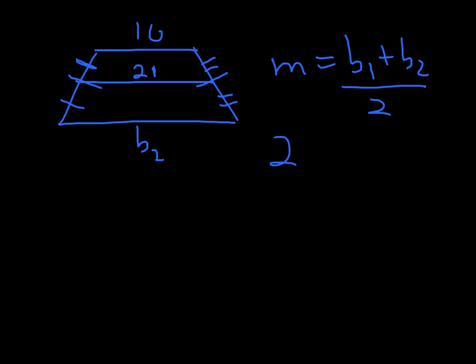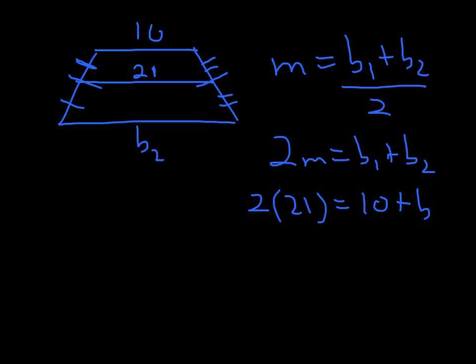So suppose the top base is 10 and the median is 21. Find the bottom base. Well, you could use the formula m equals b1 plus b2 divided by 2, or 2m equals b1 plus b2. I'll do that quickly. We'll use the bottom formula. So 2 times 21 equals one of the bases we know, 10, plus the other base. So 41 minus 10 is 31. So that bottom base is 31.